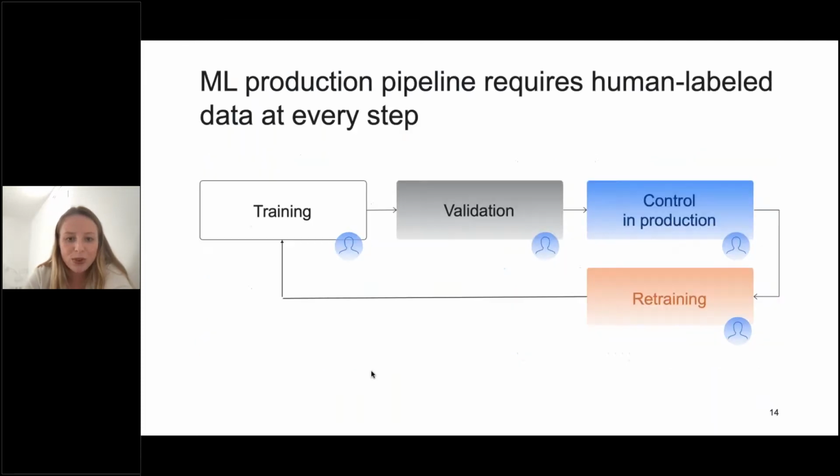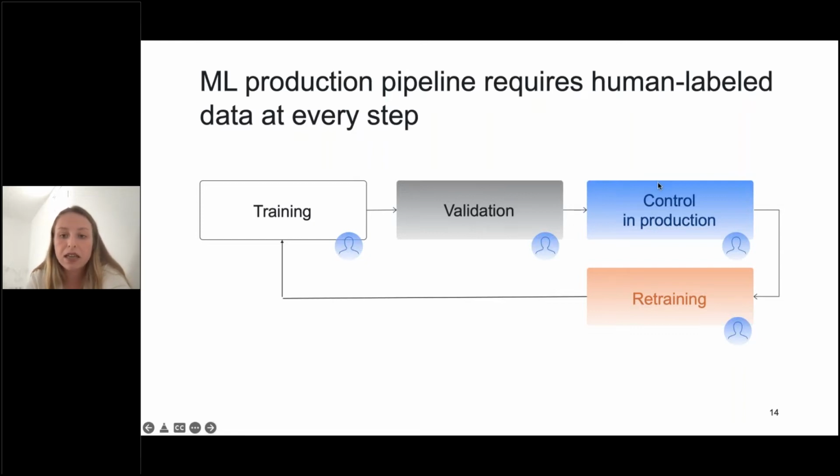So I want to show you a bit revised pipeline here. It's exactly the same pipeline you have seen before, but I have added a human icon at each step just to represent a human involvement in each of those steps. So in order to train our algorithms, we need data labeled by humans. The same is at the validation step.